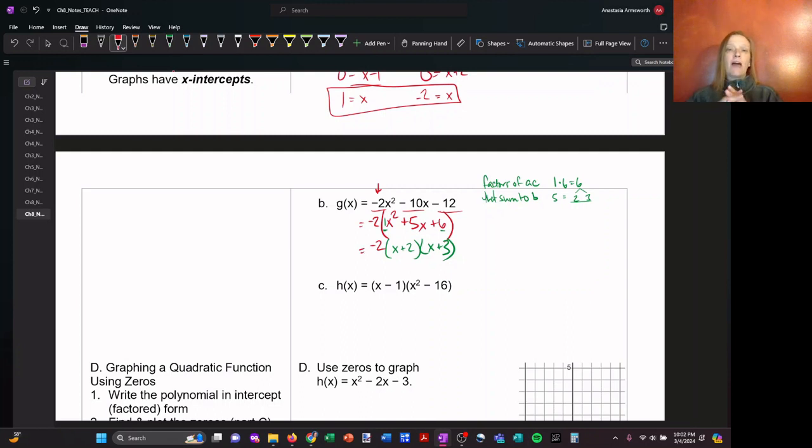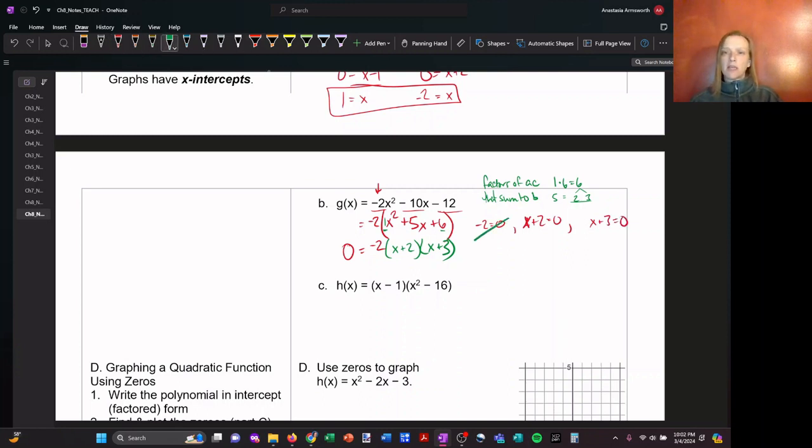I've now fully factored my function g of x, but I haven't actually answered the question yet. Remember, I want to find the roots of this function. I want to find the zeros of the function. So I need to set my function equal to 0 and then use the zero product property. One of the components of this multiplication problem must be equal to 0. So either negative 2 equals 0 or x plus 2 equals 0 or x plus 3 equals 0.